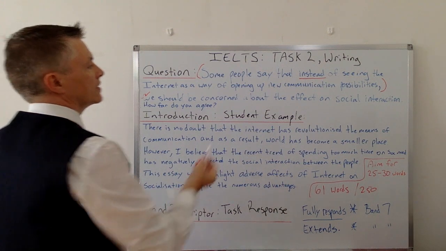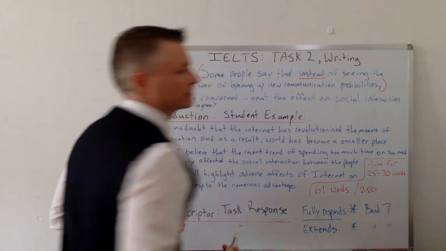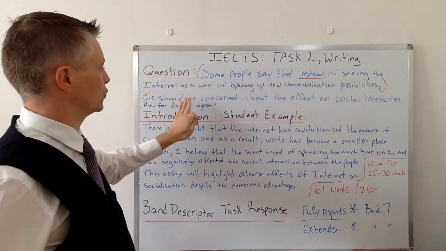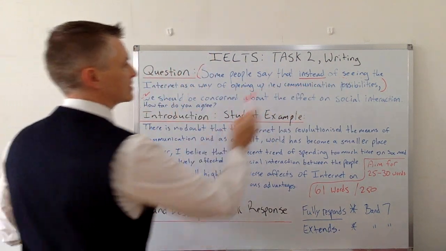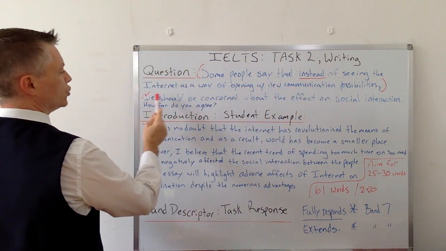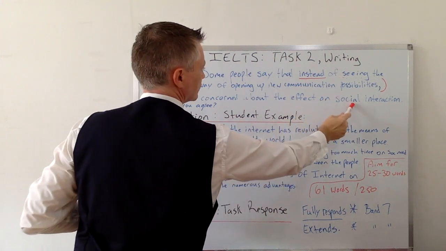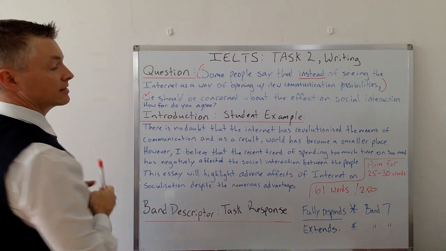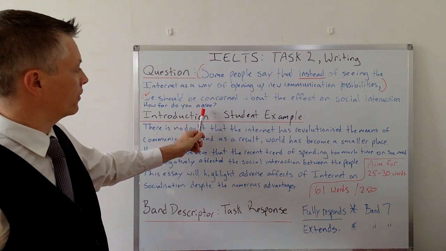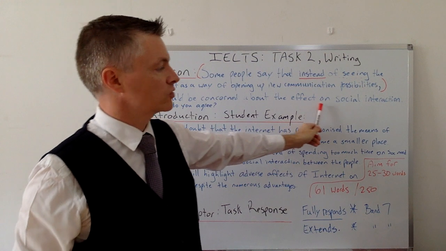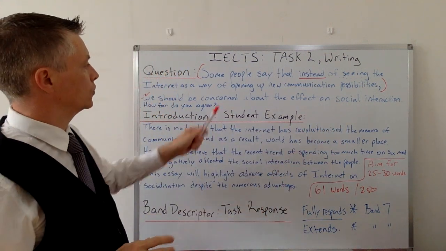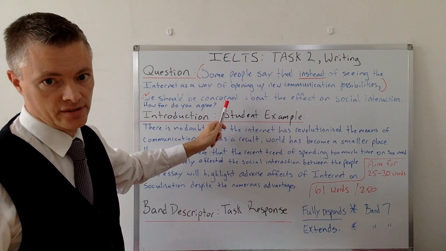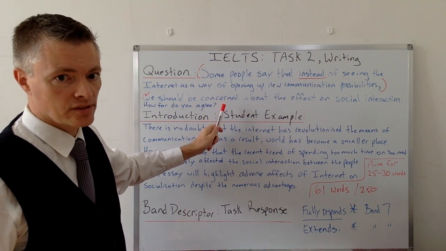Why? Because this says that instead of, right? So instead of whatever comes here, we should do this. That's what it's saying, right? Instead of doing all of these things, we should be concerned about this. How far do you agree? Right? So it's not asking you about this. It's asking you about how far do you agree with the idea that we should be concerned about the effect on social interaction.